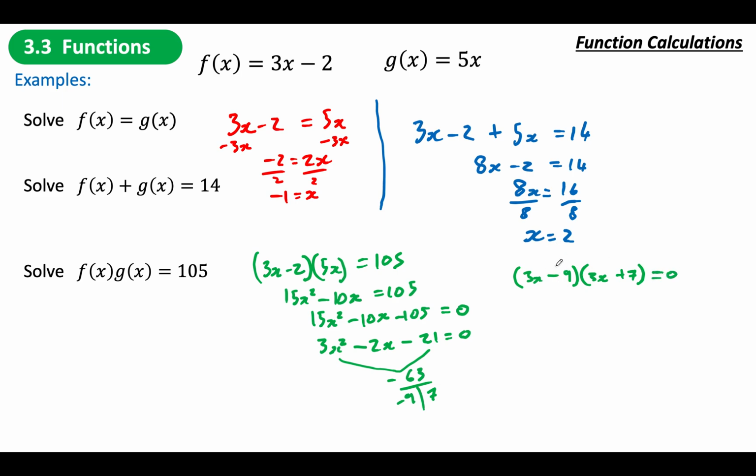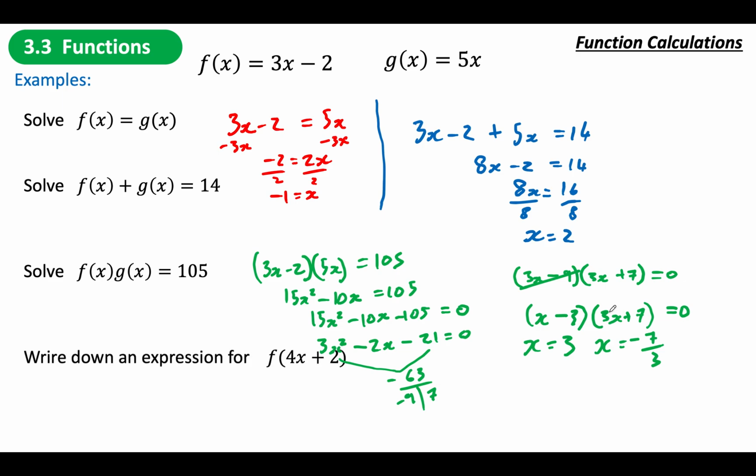And then you see if you can simplify. So this bracket here, both the numbers divide by 3, so I'm going to change that for x, take away 3 in that one, 3x plus 7 equals 0. And then my 2 roots are going to be x equals positive 3 and x equals negative 7 divided by 3. So there are my 2 possible values that will make this expression equal 105. Right? Tricky one. We got one more.